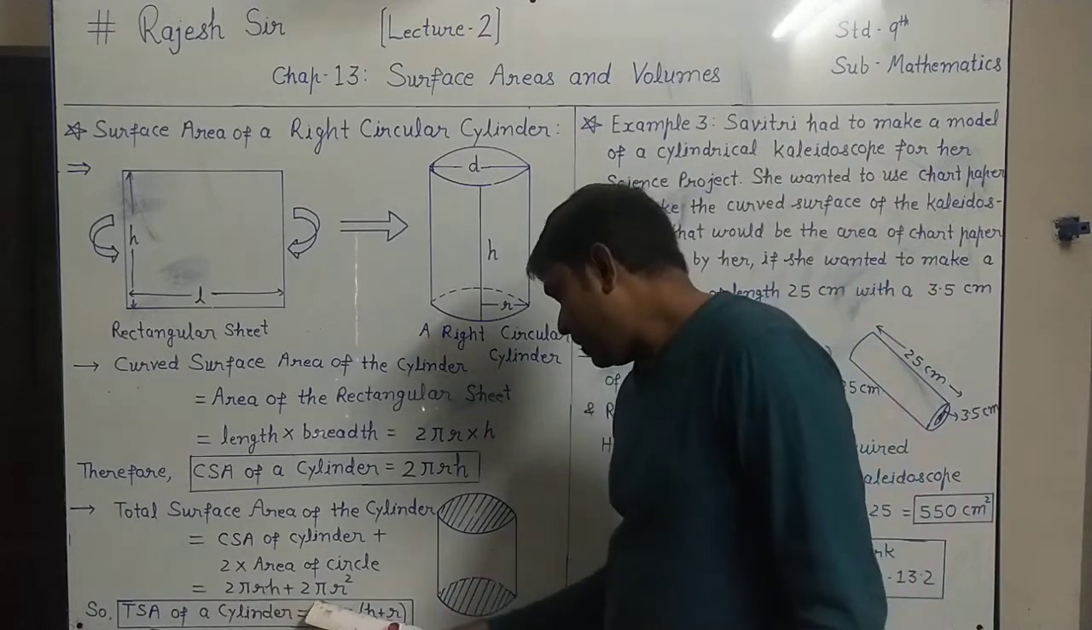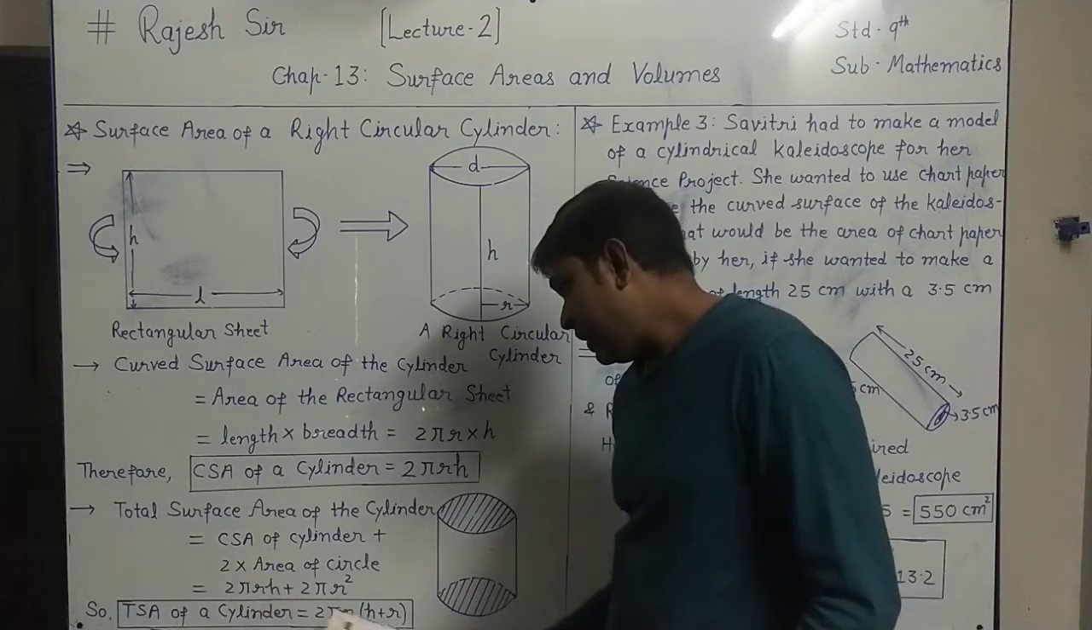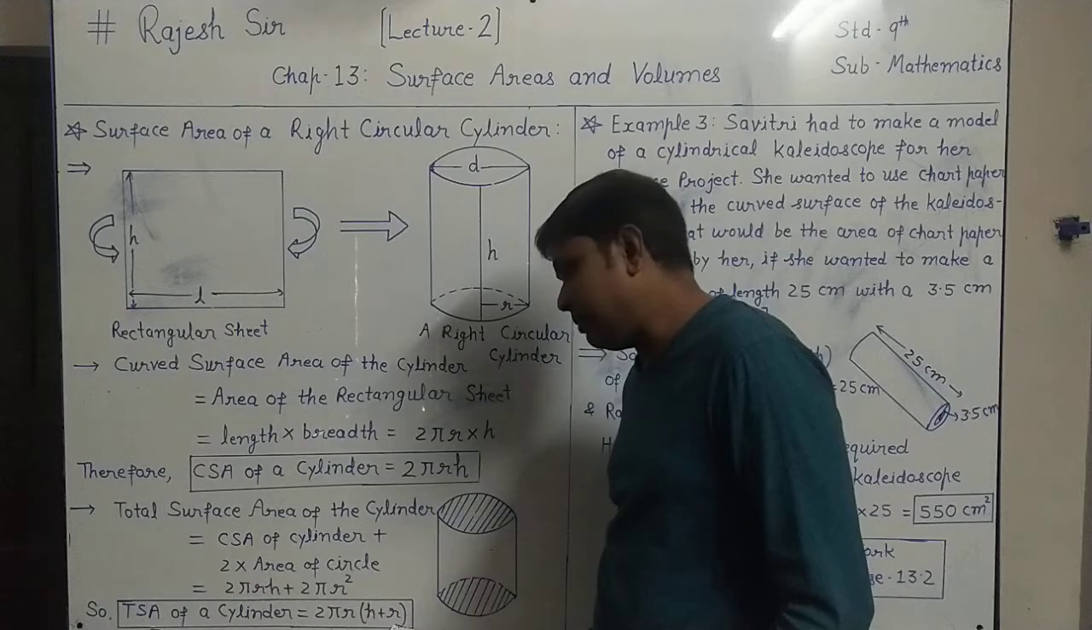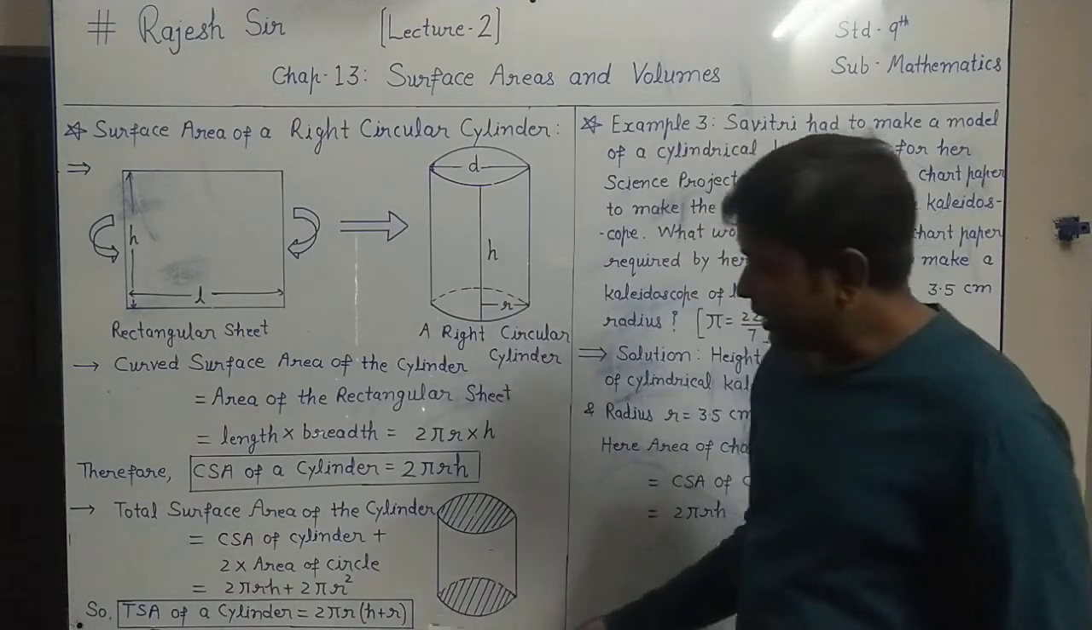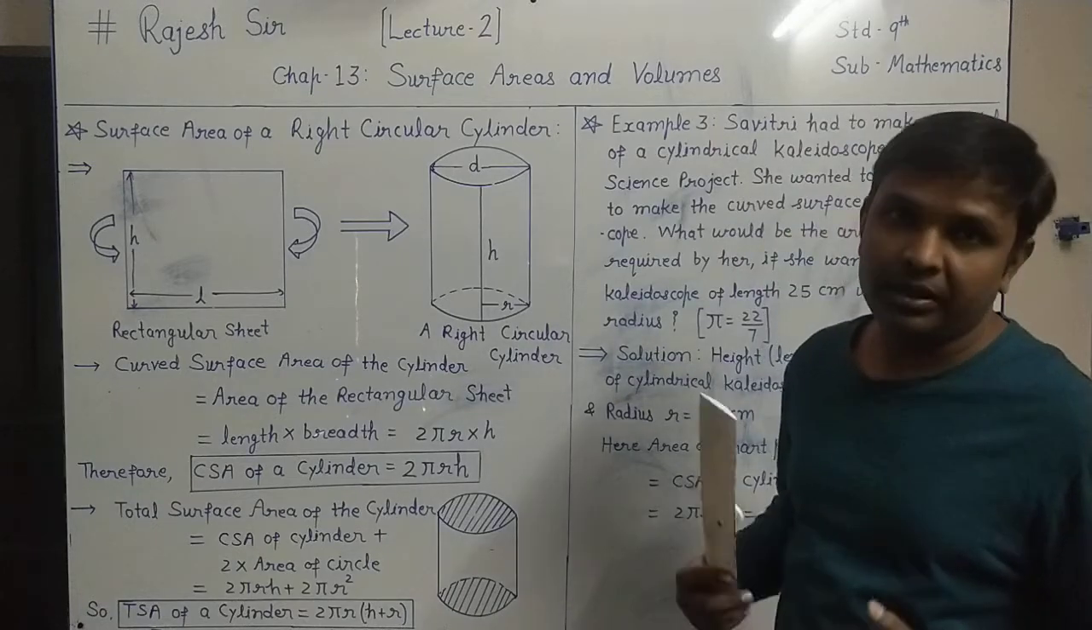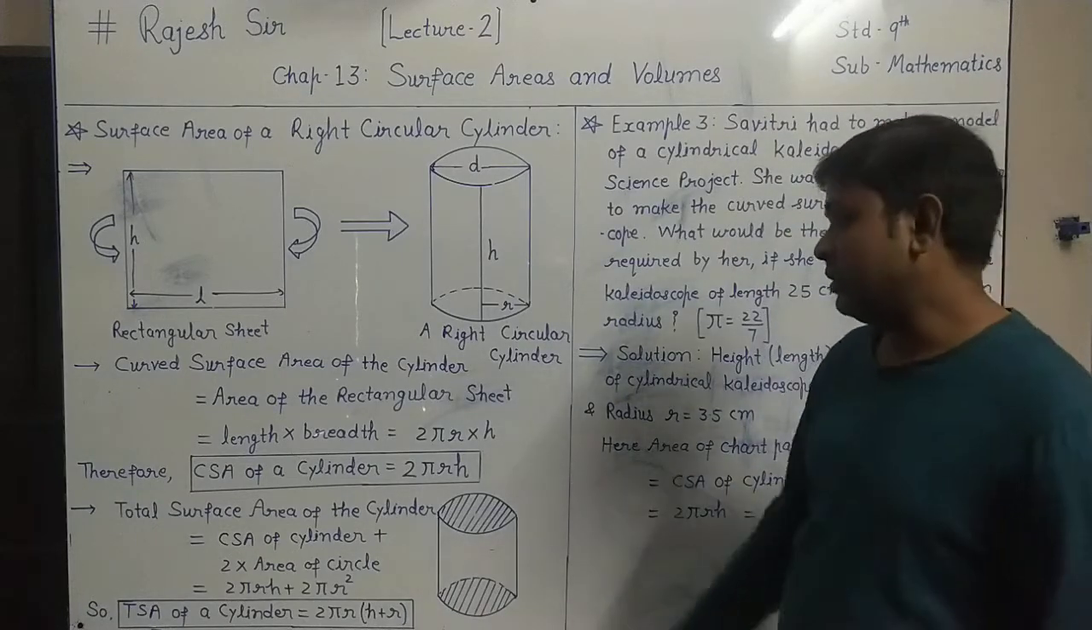2 pi r is common. So here we have h remaining in the bracket plus here r square, so one r is taken. So finally what you have to remember, TSA of cylinder is 2 pi r into h plus r. This way we can do.